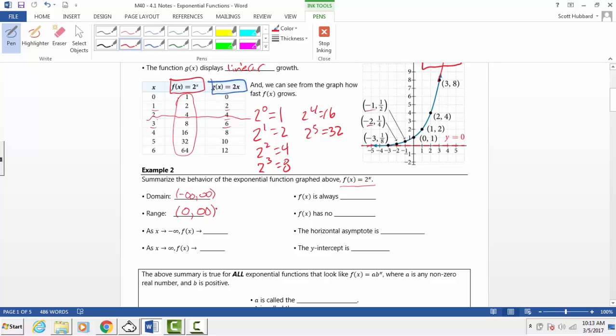So that's why the range is 0 to infinity. Notice that they're both soft brackets, parentheses. We can never include infinity. And also, for this graph, we don't include 0. F of x is always increasing. As you can tell from the graph, it just goes up and up as you go to the right. F of x has no x-intercepts or zeros.